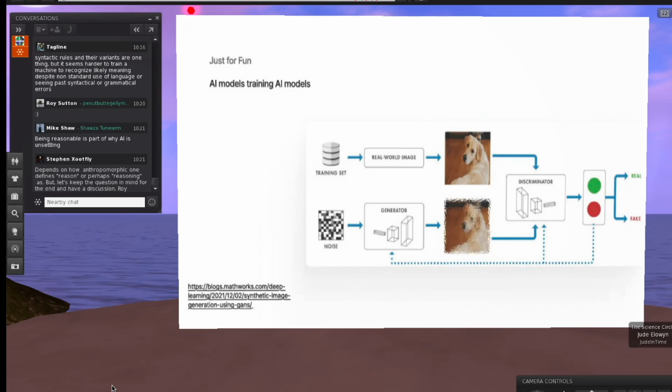One model is trying to determine whether the other model's generated images are fake. It wants to make sure it can delineate the fake ones from the real ones. And the other model is basically trying to trick this discriminative model, and they're both simultaneously training at the same time.